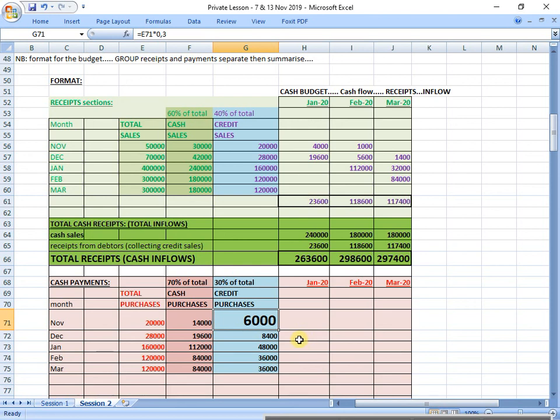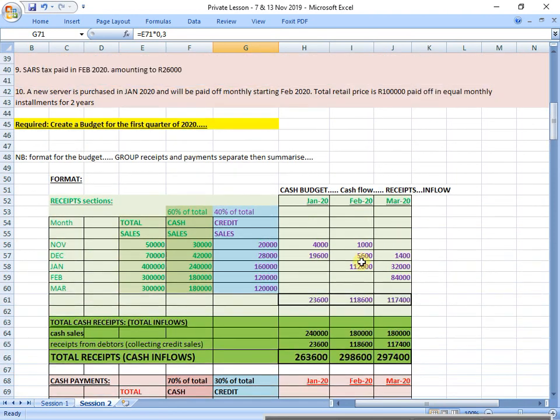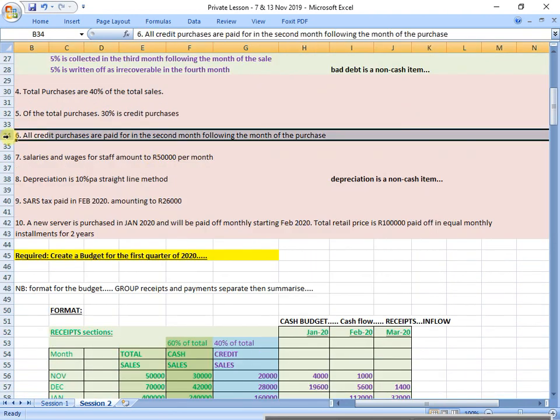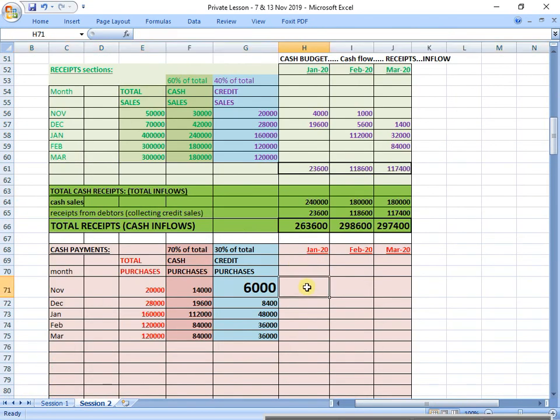Okay, this month. When am I going to pay for it? In the second month following the month of the purchase. So if I buy in November, month number 1, December. Month number 2, January. That's when I pay for it. Good. So do I pay this in January? Yes. Make sense?